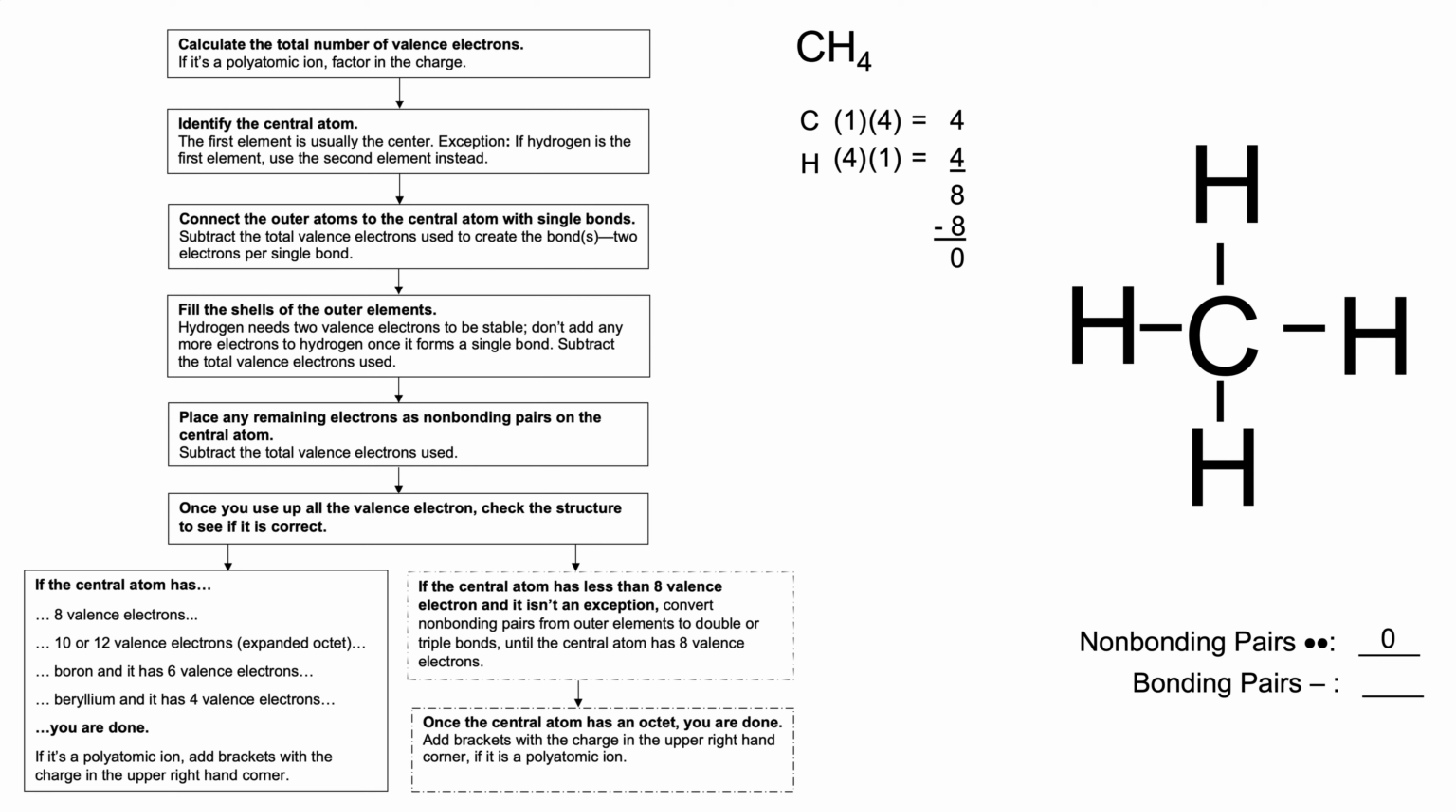There's a total of 0 non-bonding pairs and 4 bonding pairs. 0 plus 4 gives me 4, times 2 gives me 8. That's how many valence electrons I needed in the Lewis structure for CH4.